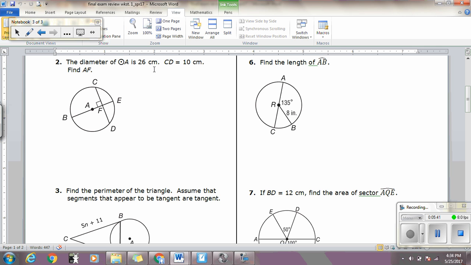Number 2 tells us the diameter of circle A is 26. The diameter of this circle is represented by segment BE, so the total distance across the circle is 26. CD is a chord and its length is 10 centimeters. So whenever you have a diameter intersecting a chord, it's always going to be perpendicular, indicated by the right angle right here. And it's always going to cut the chord into two congruent parts. So CD becomes 5 and 5.